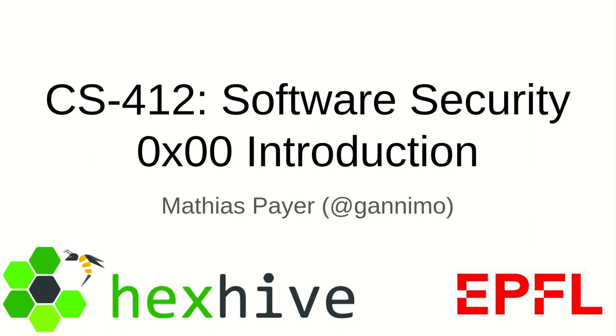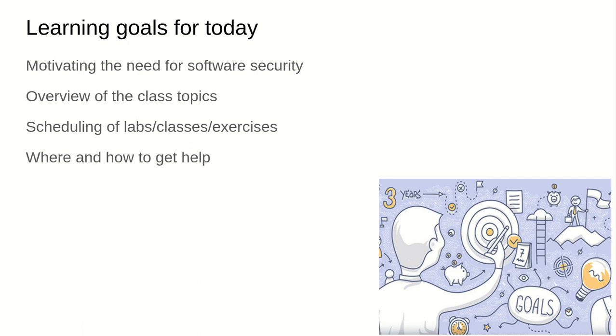Let's start. The learning goals for today are pretty simple. First, we're motivating the need for software security, and then I'll give you a quick overview of the class topics that will show up in the next couple of weeks. We're going to discuss scheduling of labs, classes, and exercises as they will show up, and where and how to get help. Let's start with the motivation.